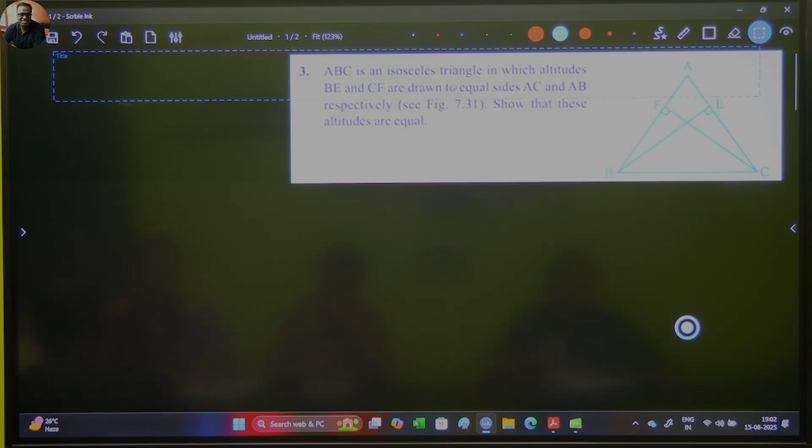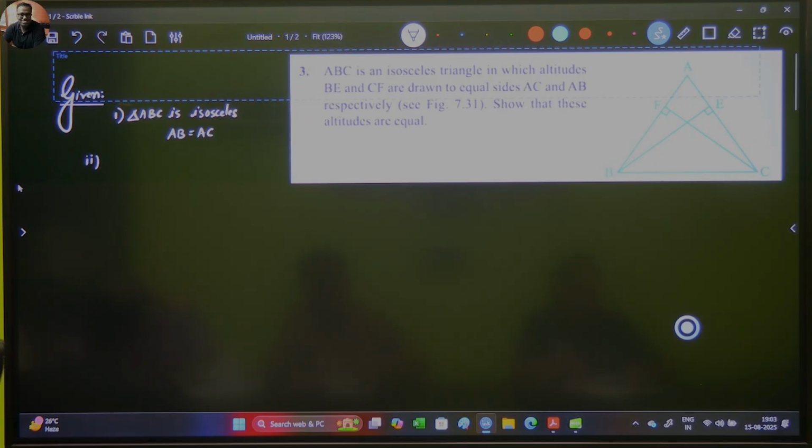ABC is an isosceles triangle in which altitudes BE and CF are drawn to equal sides AC and AB. That means let's start writing what are the given things, the given data in this problem. So let's say what is given. First of all, it's given that number one, triangle ABC is isosceles. And if ABC is isosceles, that means AB as an arm is equal to AC. Is this clear? Yes, sir.